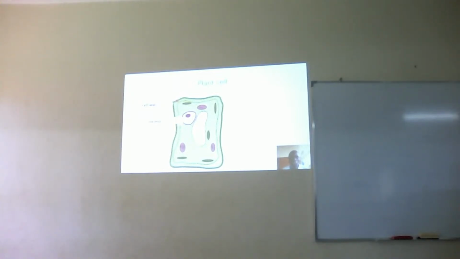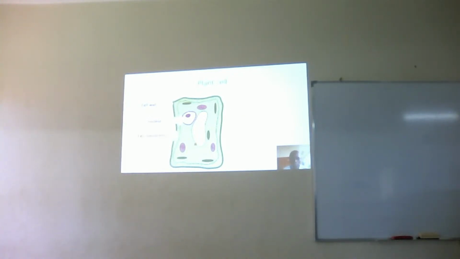Then we have the nucleus. You can see here the plant cell has a nucleus, just like the animal cell, which also has a nucleus. So this nucleus controls all the activities that occur within the cell here.